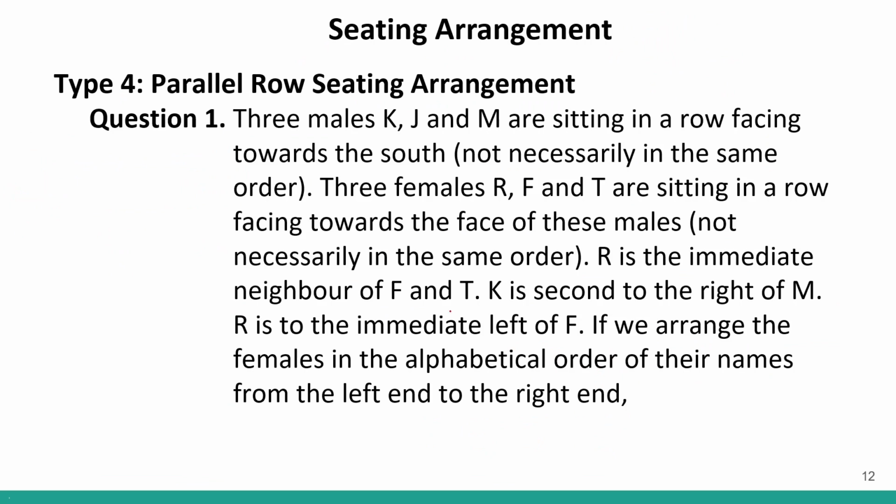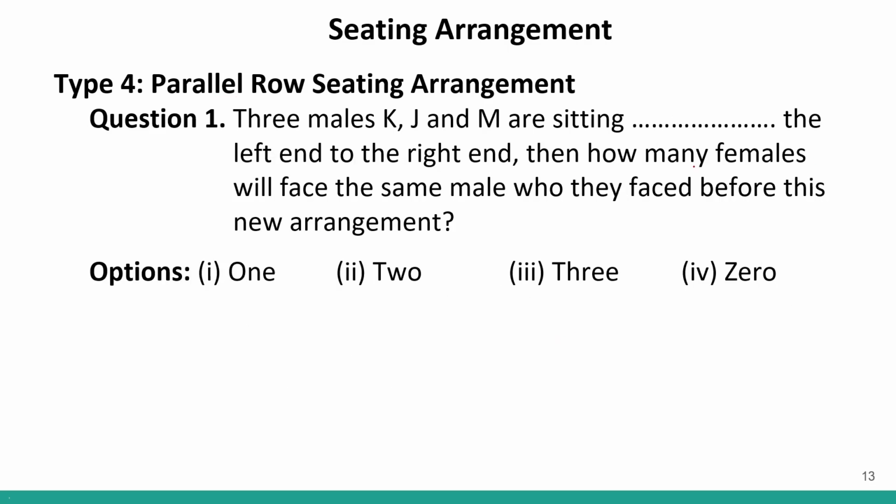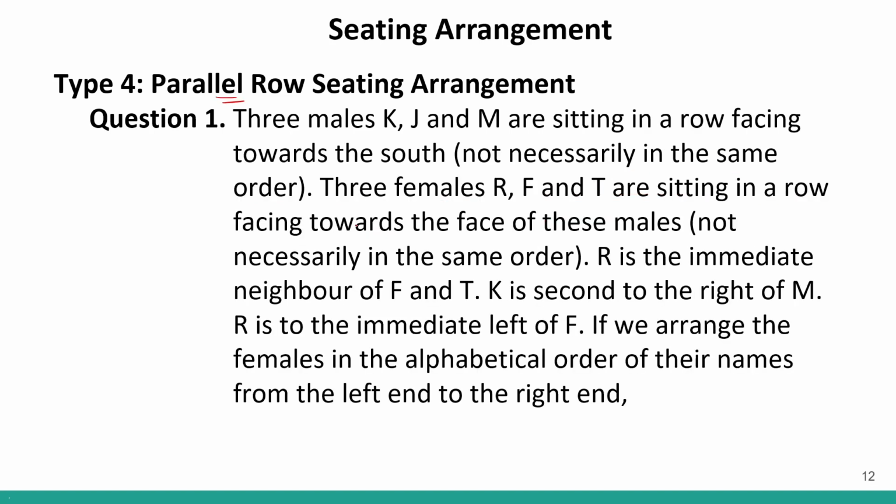So now coming to parallel row seating arrangement. Parallel row means there are two rows. So it is the same concept of linear seating arrangement, just one row is being added. So this is the question, and based on this question we have a question over here. This was the data. The question is: how many females will face the same male who they faced before this new arrangement? So we have to answer this.